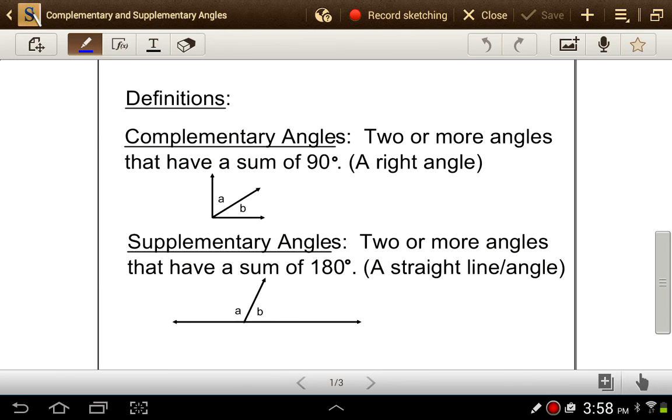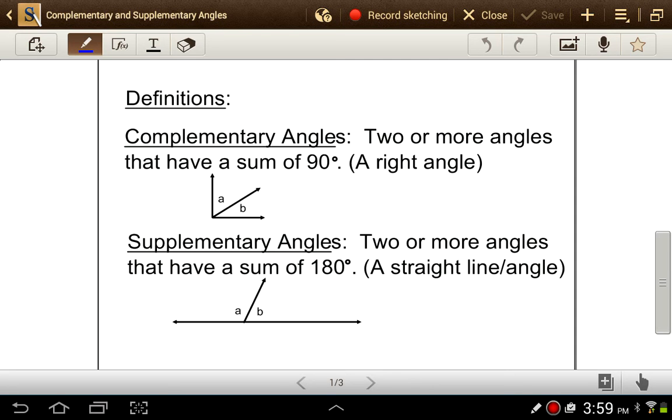Okay, here's our definitions. Make sure that you write these down in your notebook. First, complementary angles. Complementary angles are two or more angles that have a sum of 90 degrees. So they create a right angle. Okay, so complementary angles add up to 90 degrees or a right angle. Now, one thing that you need to know is that angles do not have to be necessarily together like they are in my example. I have an example of one, but they don't necessarily have to be together like that. They could be two separate angles somewhere else.